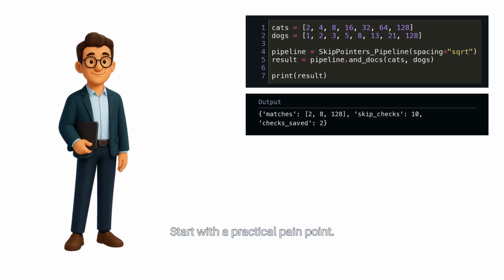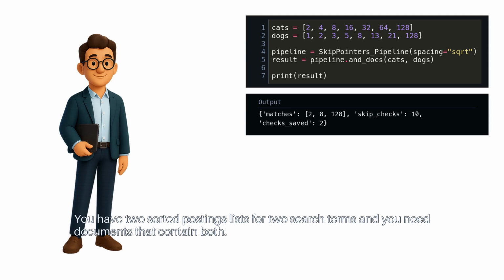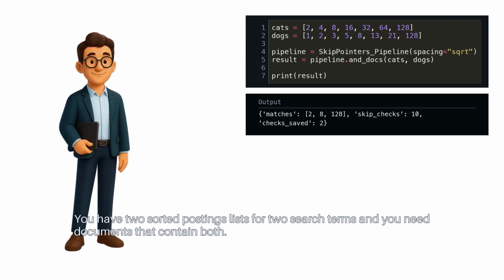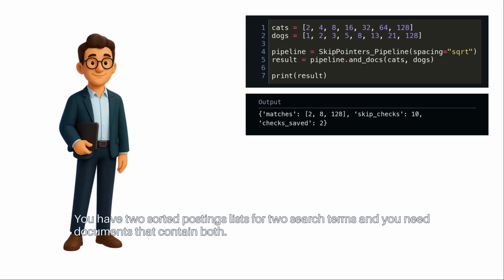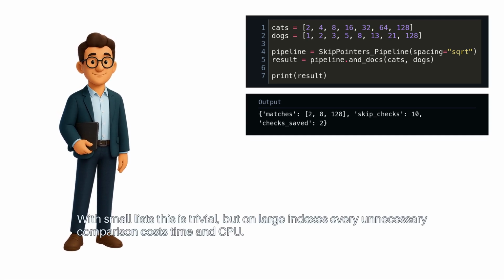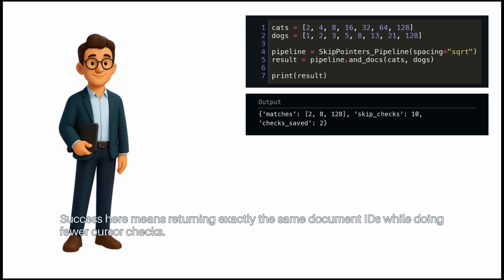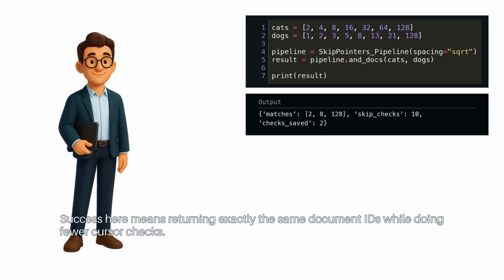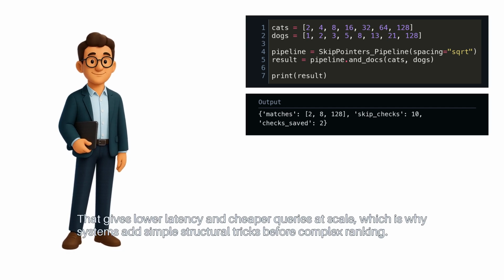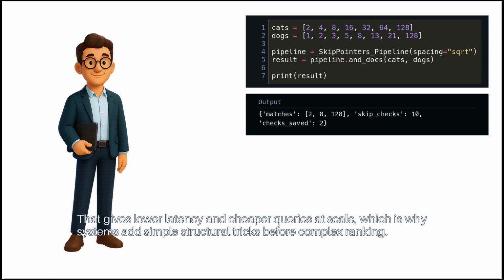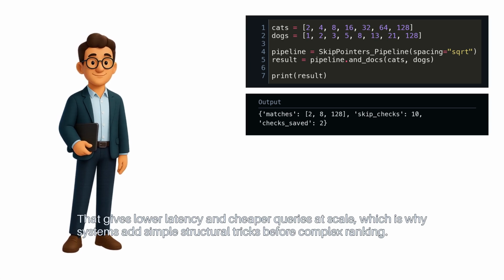Start with a practical pain point. You have two sorted postings lists for two search terms, and you need documents that contain both. With small lists, this is trivial, but on large indexes, every unnecessary comparison costs time and CPU. Success here means returning exactly the same document IDs while doing fewer cursor checks. That gives lower latency and cheaper queries at scale, which is why systems add simple structural tricks before complex ranking.